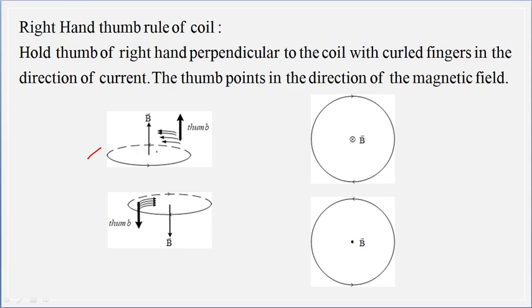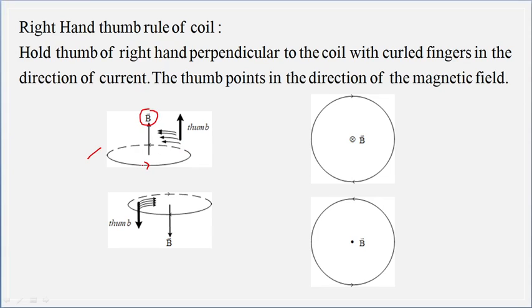You can keep it perpendicular, either with the thumb pointing upward or pointing downward. Both are perpendicular. But you have to keep it in such a way that the four fingers are curled in the direction of the current. This is a coil, current is flowing, and you have to keep the fingers in the direction of the current. Then the thumb will point in the direction of the magnetic field. That is how to get it.